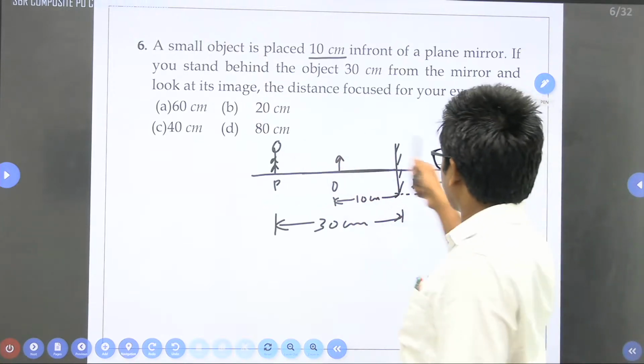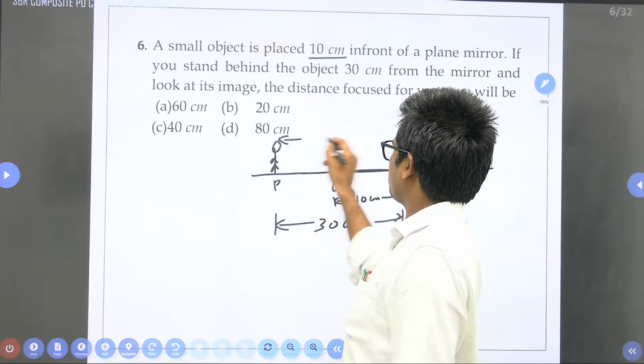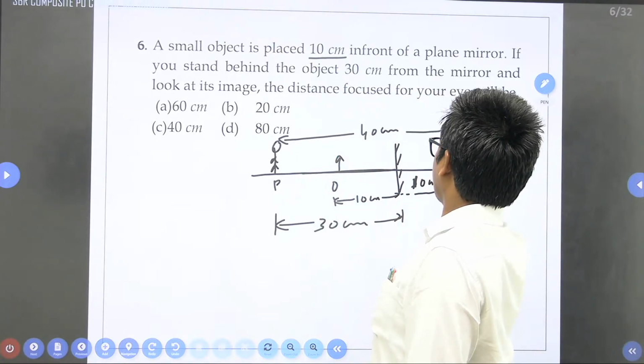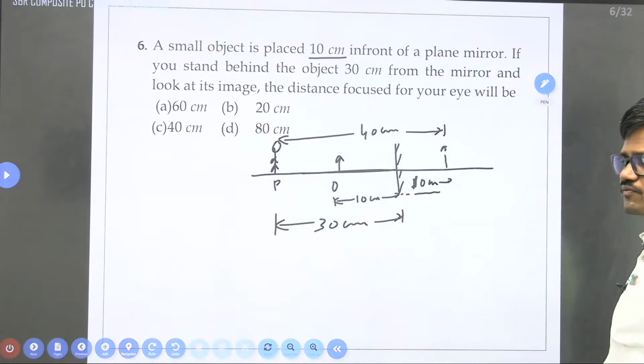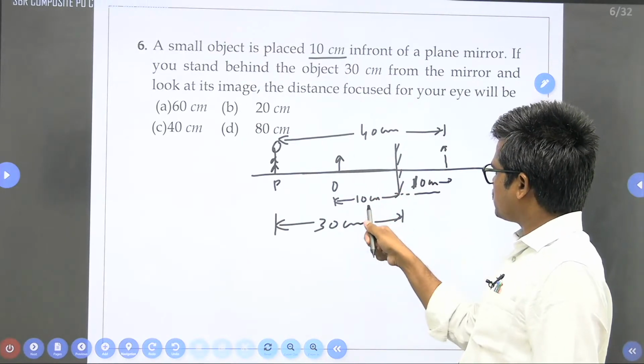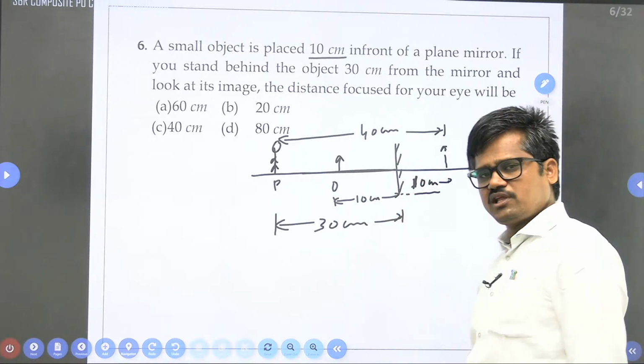Then the observer will observe this image. At what distance will that image be? Here to here is already 30 and this is 10. So 40 centimeter away he will focus his eye to see the image of this particular object. The mirror to object is 10, the mirror to image will also be 10.